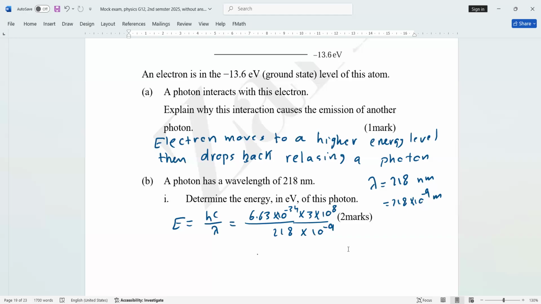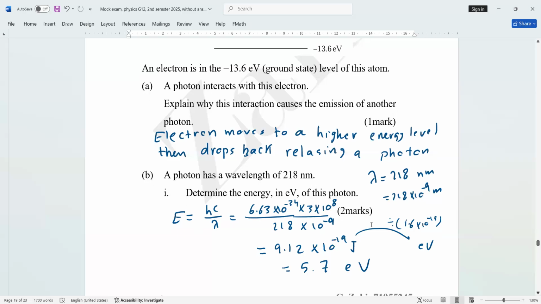The answer is 9.12 times 10 to the power negative 19 joule. To convert to electron volt, divide by 1.6 times 10 to the power negative 19. So the answer in electron volt is 5.7 electron volt. This is part B1. Now let us see the next part.